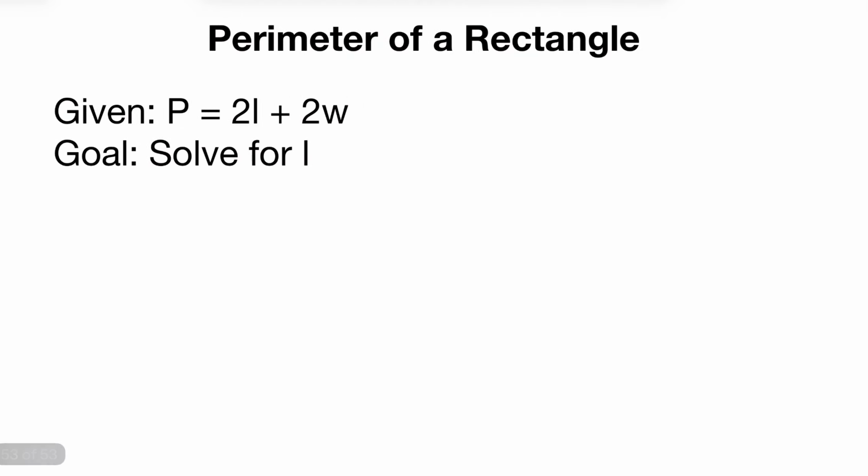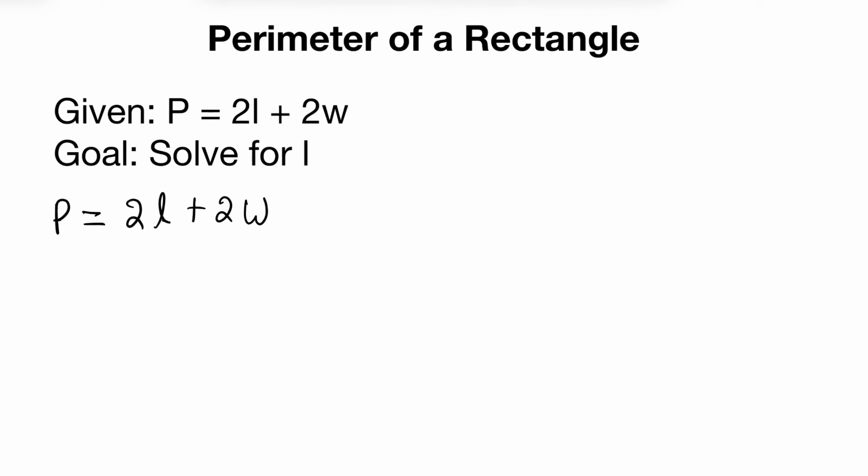Perimeter of a rectangle. We're given P equals 2L plus 2W. We have to solve for L. So first we're going to subtract 2W from both sides, then divide by 2. So let's go ahead and do that. We'll rewrite the equation first. P equals 2L plus 2W.